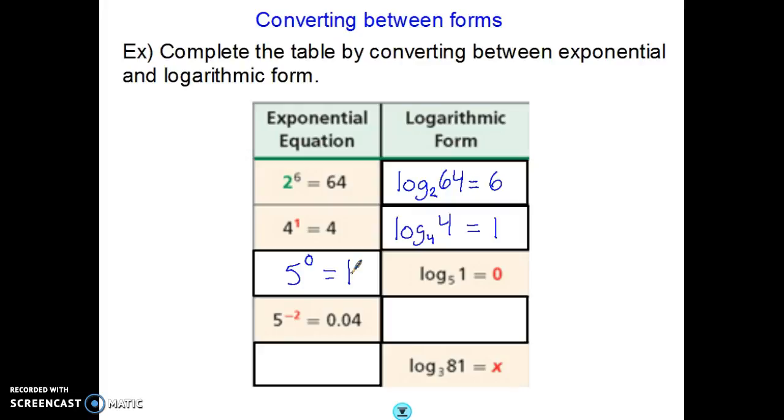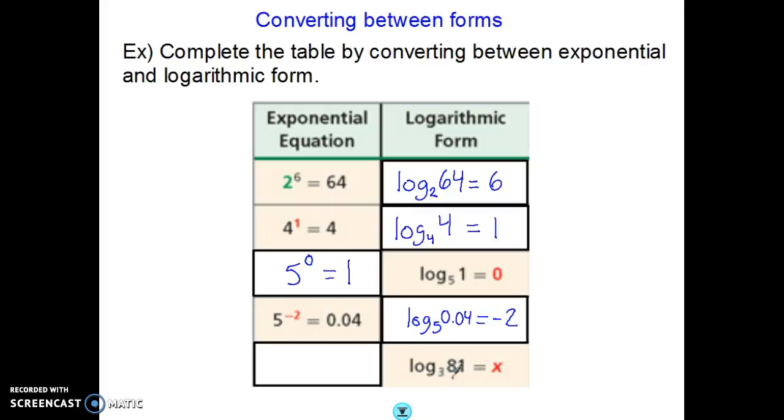Going back the other direction, 5 to the negative 2 equals 0.04. Well, again, the bases are going to be the same, so log base 5. And I know that my log has to equal the exponent, so equals negative 2. And so I'm going to see log base 5 of 0.04.